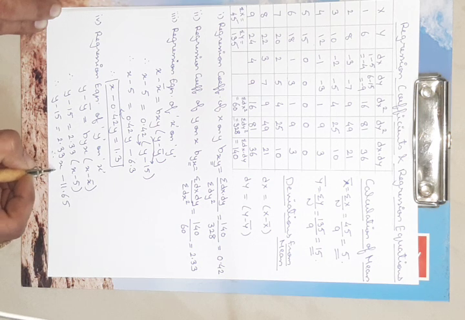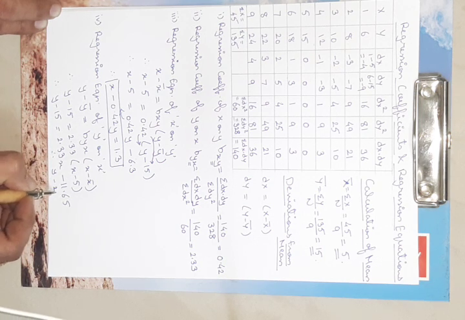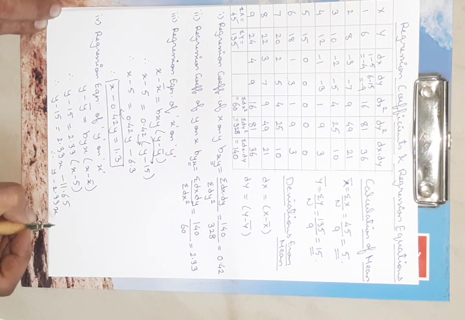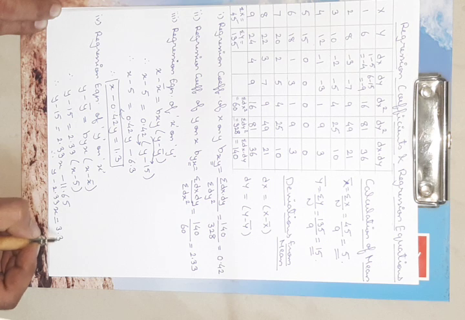Therefore our final equation will be y minus 2.33x is equal to 3.35.